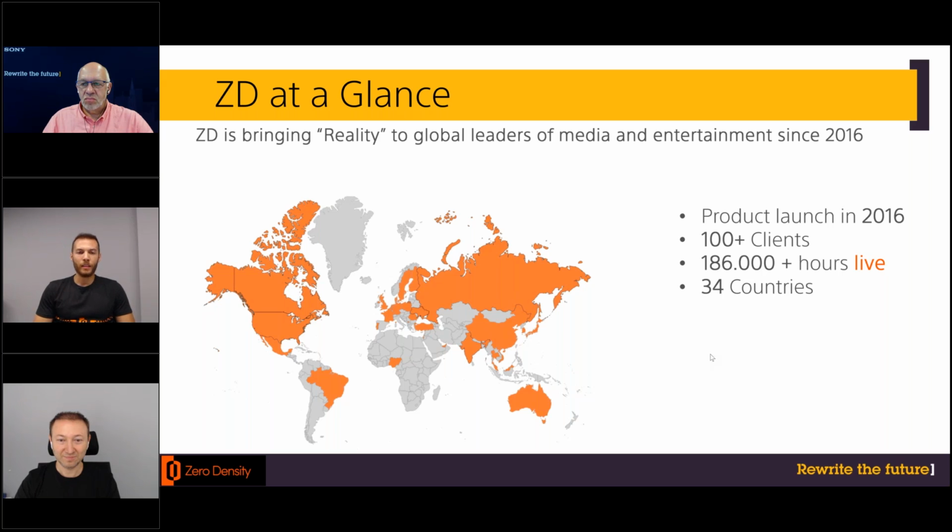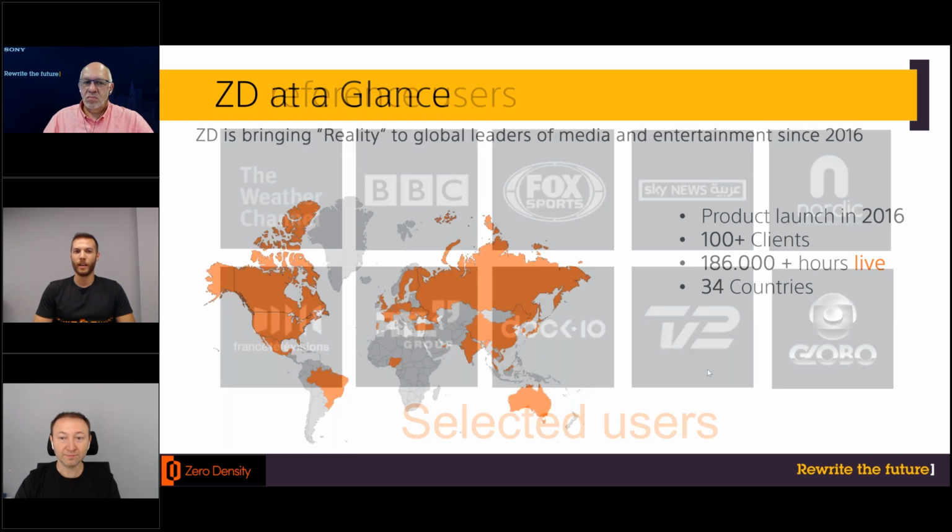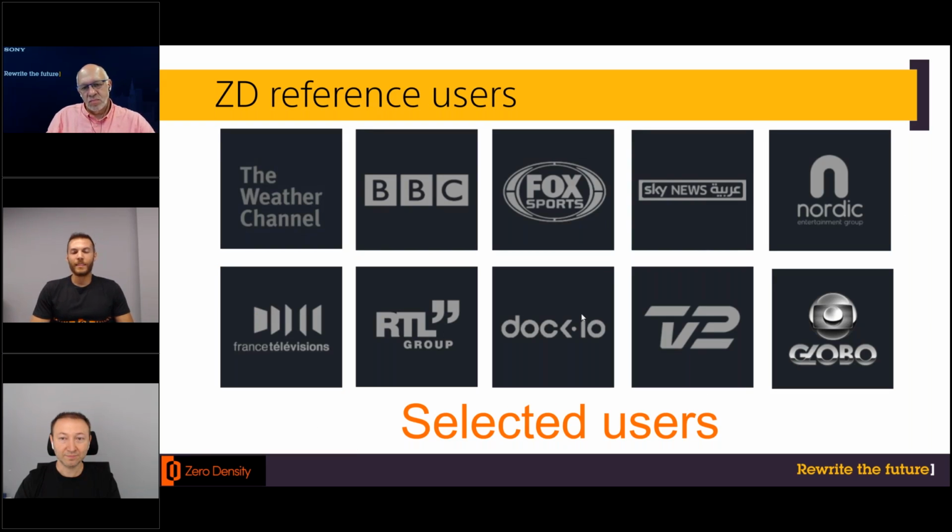And one important thing, I believe, while considering this kind of next-gen technology, is that it is proven and battle tested. The software and the technology has been on air for more than 186,000 hours of content worldwide by all the clients. And we can say that since the launch of the product in 2016, Zero Density and Reality Virtual Studio have been the dominant choice in the industry for a next-gen virtual set. These are some of the clients that we currently have right now.